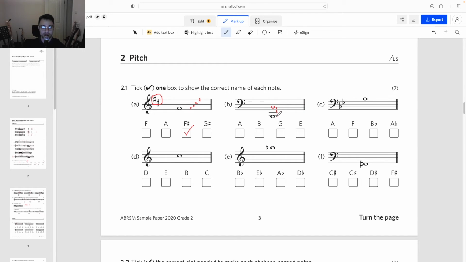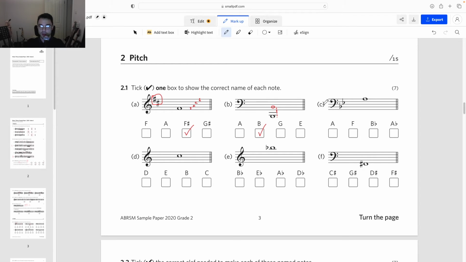I'm just counting space, line, space, line, space, line, space, line, up to 8. And that brings the note up an octave. And of course, a note an octave above is going to have the same name, which will make it much easier to remember what that note is. So that's a B.